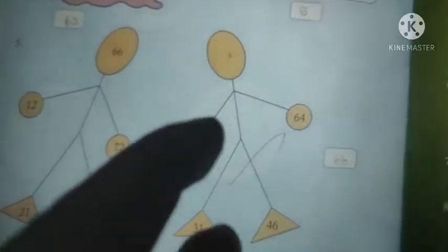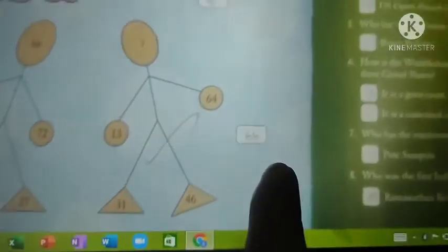Okay, no need to go deep inside this. So the answer is 66 in this box. That's all. Okay, this chapter is over. We'll go for the next chapter.